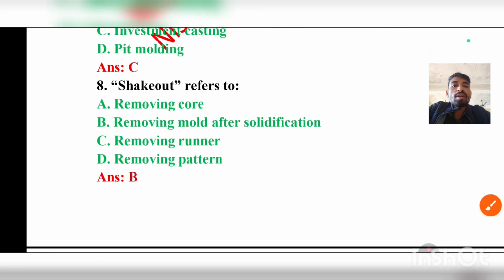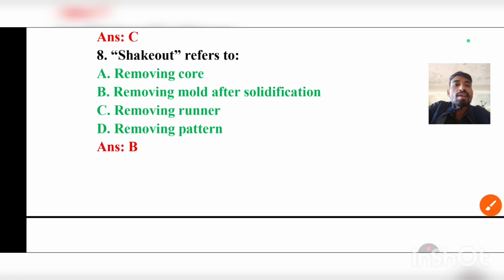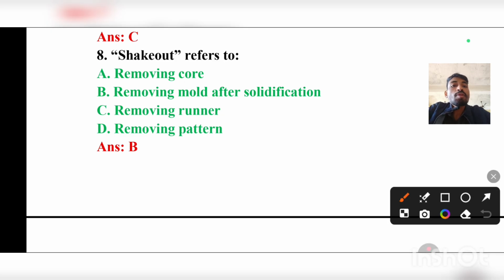So coming to the next question, question number 8, shake out refers to what? Your options are removing core, removing mold after solidification, removing runner or removing pattern. The correct answer is removing mold after solidification. The option number B.